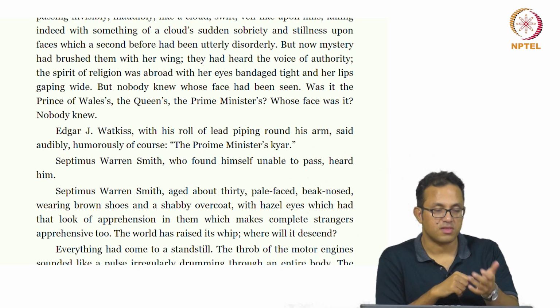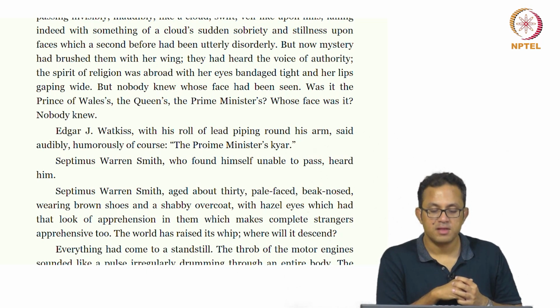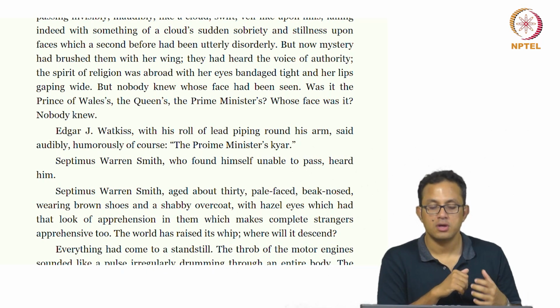So the first reference to Septimus Smith obviously reflects his condition. Septimus Warren Smith, aged about thirty, pale face, beak nose, wearing brown shoes and a shabby overcoat, with hazel eyes which had a look of apprehension in them which makes complete strangers apprehensive too. The world has raised its whip, where will it descend?